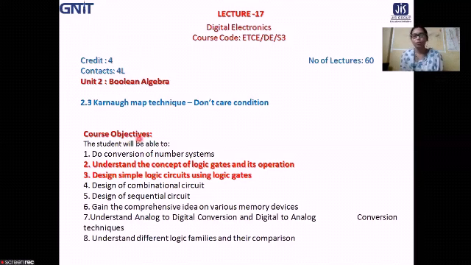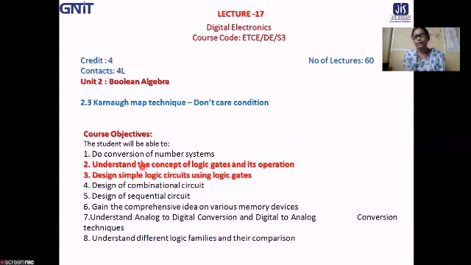Now let us look at the course objectives. Now the first course objective is do conversion of the number systems. Second one is understand the concept of logic gates and its operations. Third one is design simple logic circuits using logic gates. 4 is design of combinational circuit. 5 is design of sequential circuit. 6 is gain the comprehensive idea on various memory devices. 7th is understand analog to digital conversion and digital to analog conversion techniques. 8th is understand different logic families and their comparison.